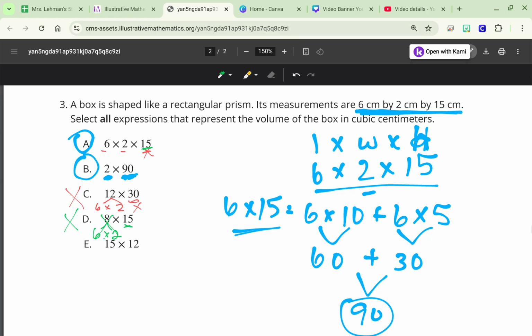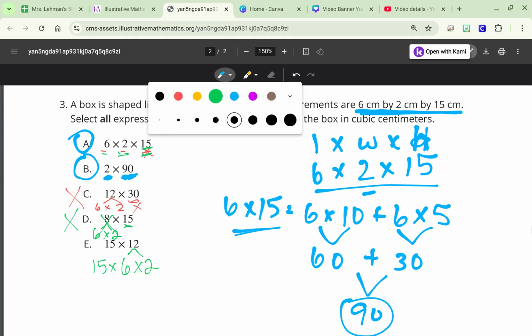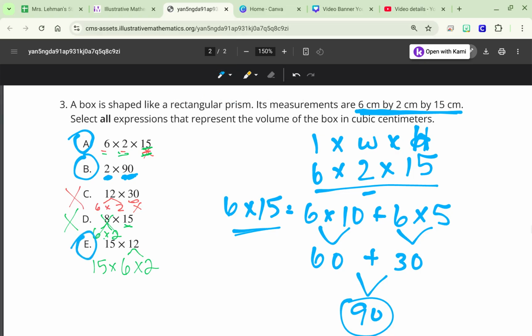Now, within E, are we seeing the different numbers that we're needing? First of all, we know that within the 12, we would have our 6 times 2, right? That we needed our 6 times 2. Then we're seeing this 15 right here, which we need to see to know that this is a measure of volume for the shape that was discussed. So yes, E is an answer choice that we should select. So for question 3, we should circle A and B and E. That finishes out our section B checkpoint.